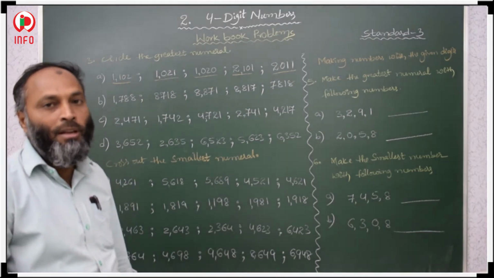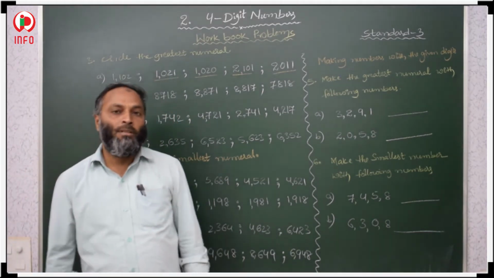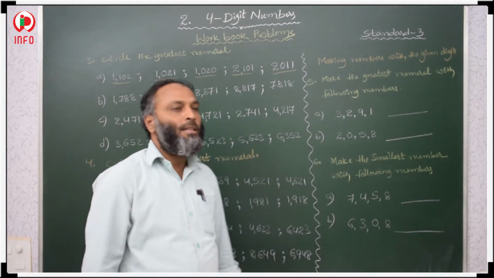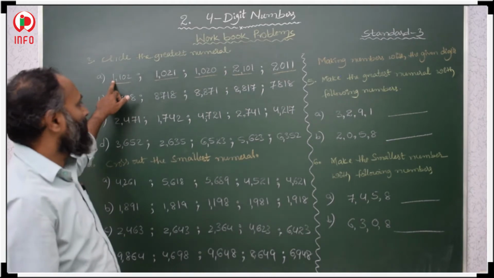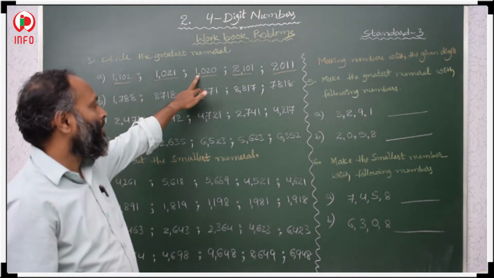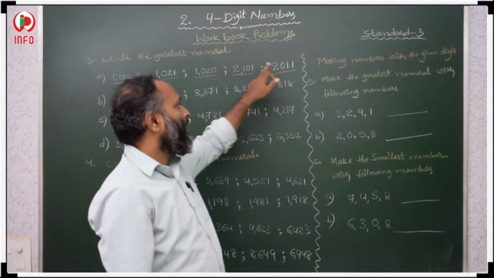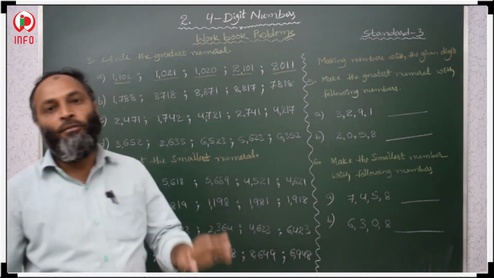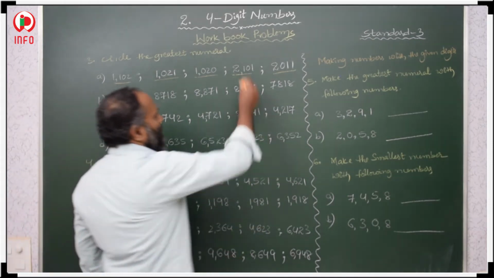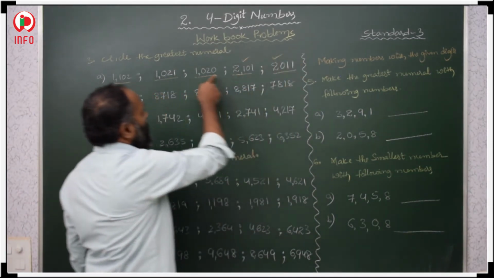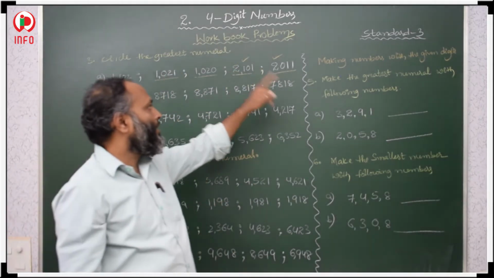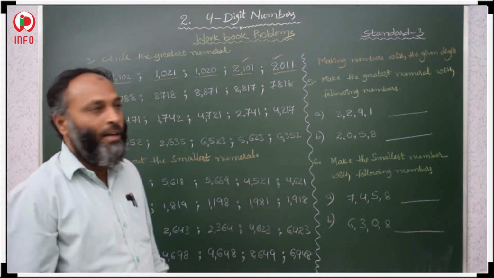Then how to compare the numbers? We start to compare from the thousands place. What is there in the thousands place? 1, 1, 1, then 2, 2. The three 1s are less. We need only the greater, so in these two 2s you have to decide which one is greater.